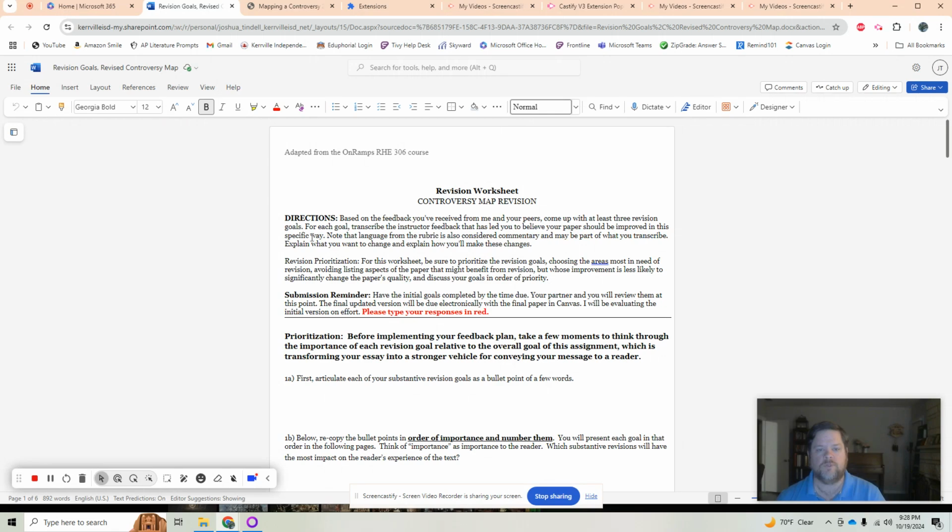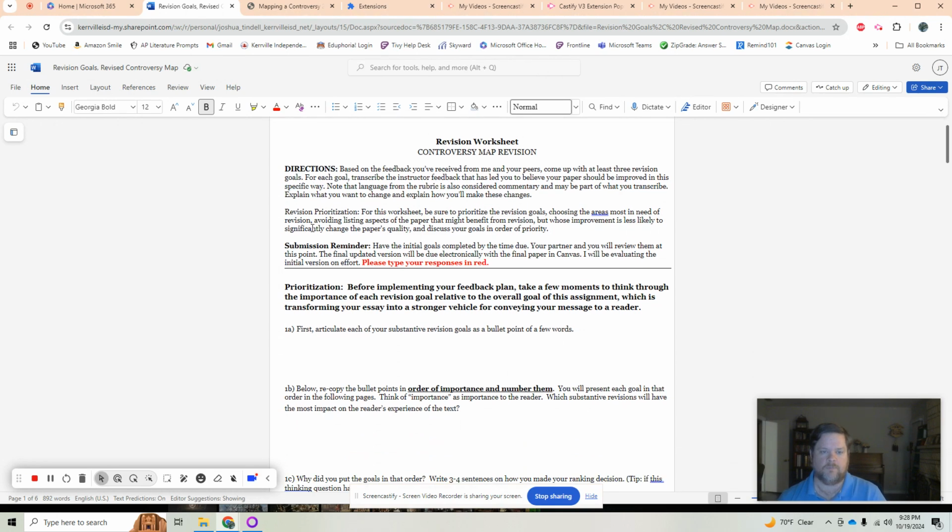All right, so here are the directions. Based on the feedback you've received from me and your peers, and you can team up with a partner and ask them for some help too in finding revision goals, come up with at least 3 revision goals. For each goal, transcribe instructor feedback that has led you to believe your paper should be improved in this specific way. So that means you'll need to copy and paste directly from the comment that I left you in your paper.